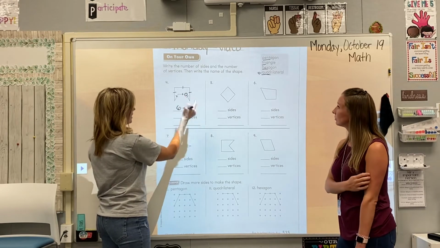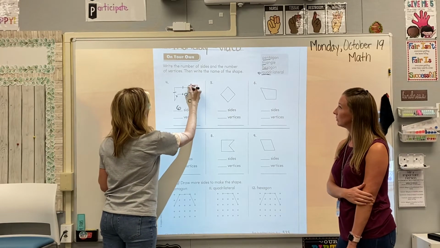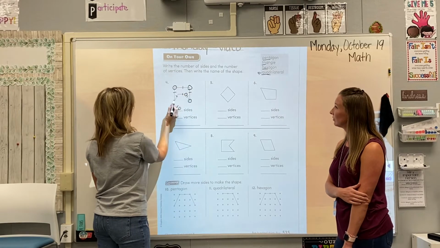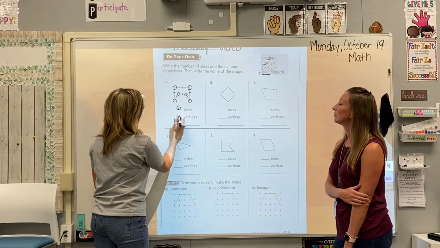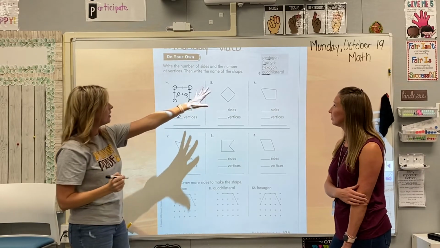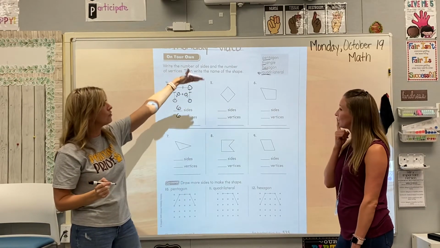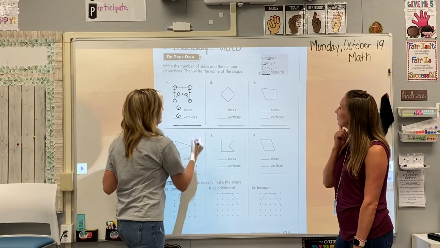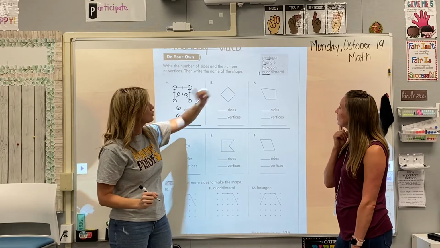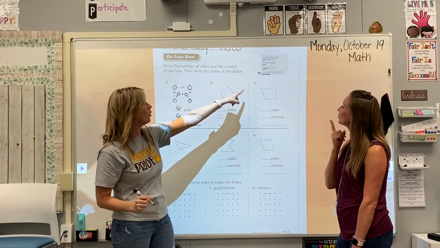Here was our first vertex. 2, 3, 4, 5, and then another one pointing in for 6. And then our options over here, here are the words you need to choose from to put on the name line, and this is the name line. We can say pentagon, triangle, hexagon, or quadrilateral.